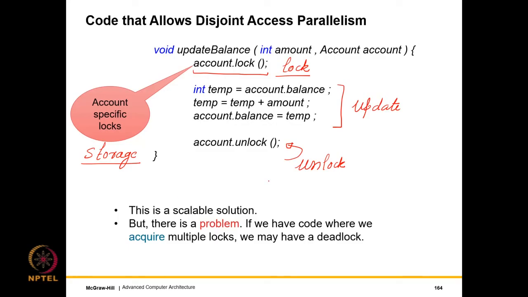So the problem is that assume that there are linked accounts, right? So let's say that in different banking systems, we have these joint accounts, and sometimes it is necessary to check one account before actually updating it. So I'll give a simple example. Let's say that there are two accounts A and B, and we want to withdraw some amount from here. Let's say we want to withdraw 100 rupees from here, and we want to transfer it over here.